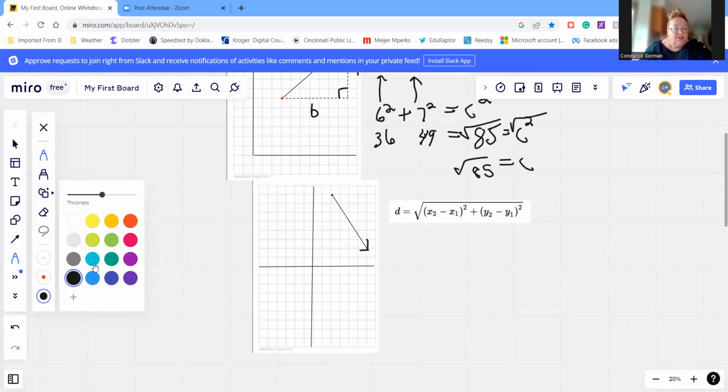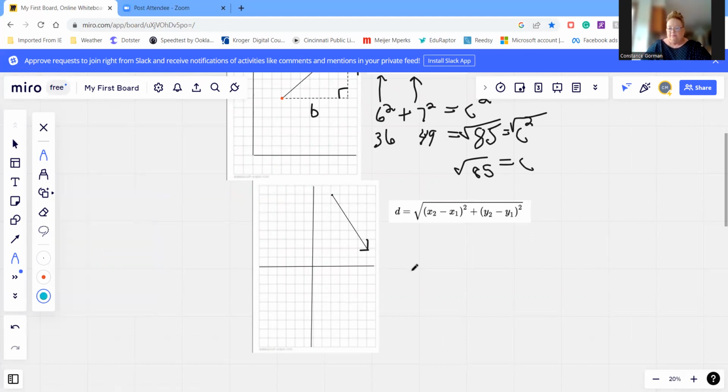So let's change our colors here just so we can differentiate the calculations. Now the equation is here, and x sub 2 represents the x-coordinate of point 2. X sub 1 represents the x-coordinate of point 1. And the same here, y sub 2 is the y-coordinate of point 2, and y sub 1 is the y-coordinate of point 1. So the first thing you need to determine are what are the coordinates of the initial point and what are the coordinates of the terminal point.